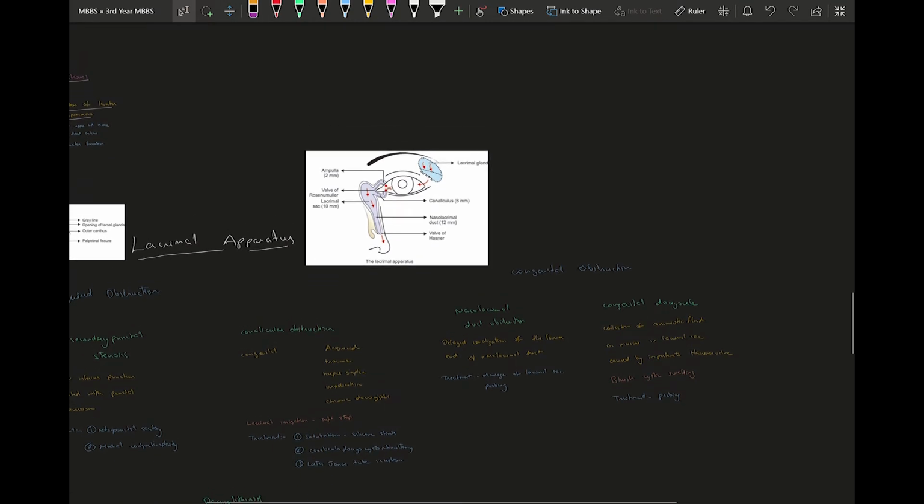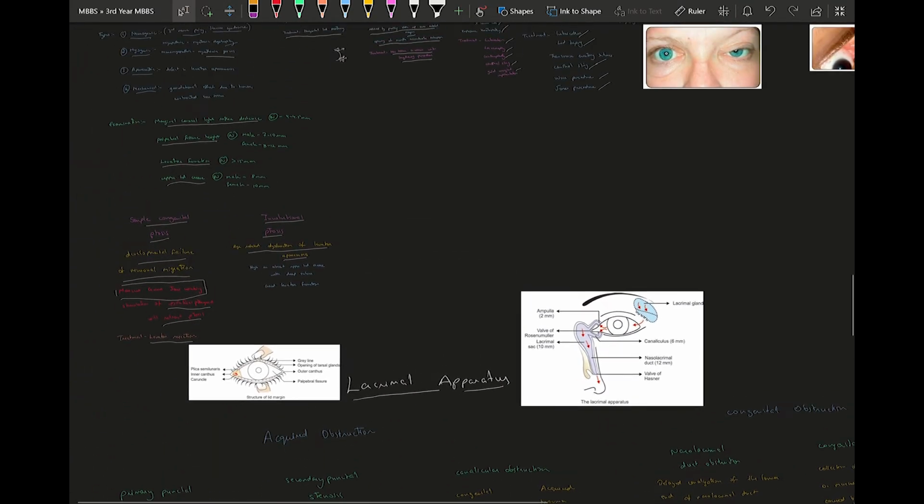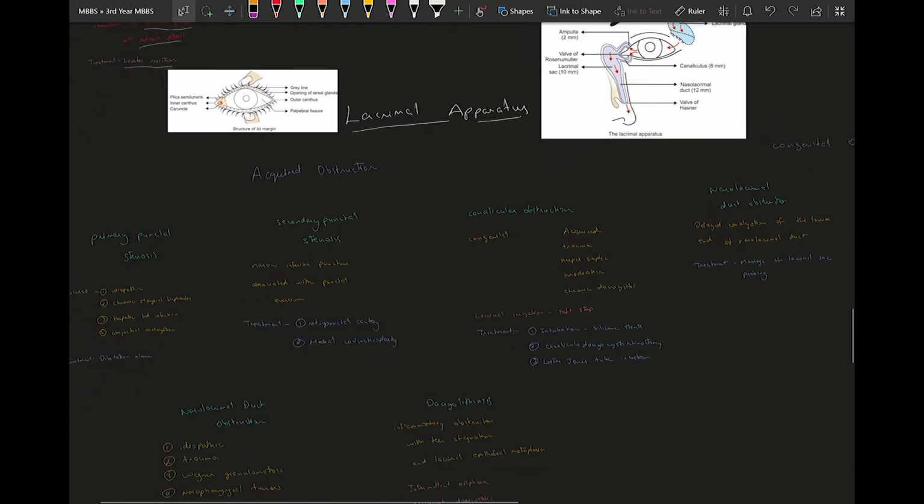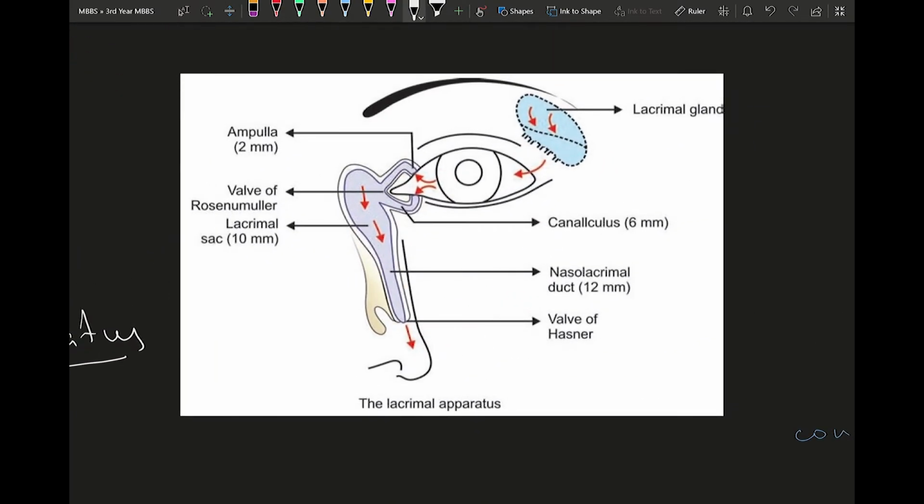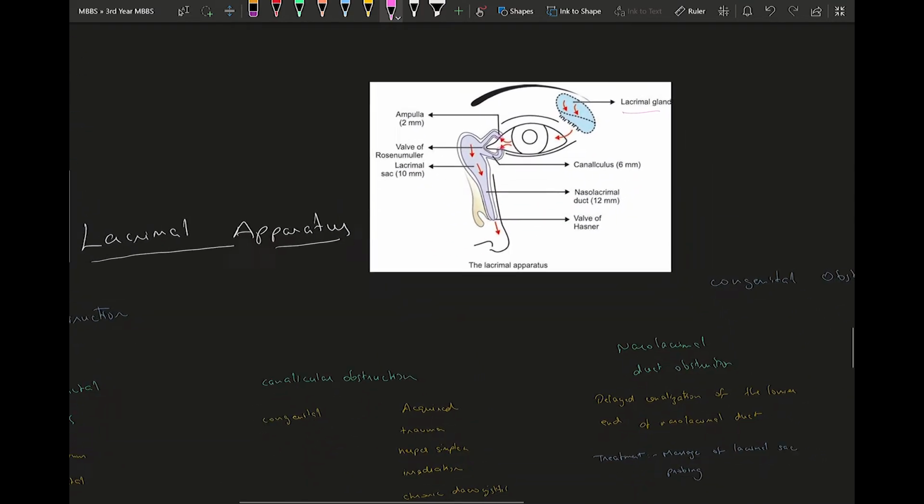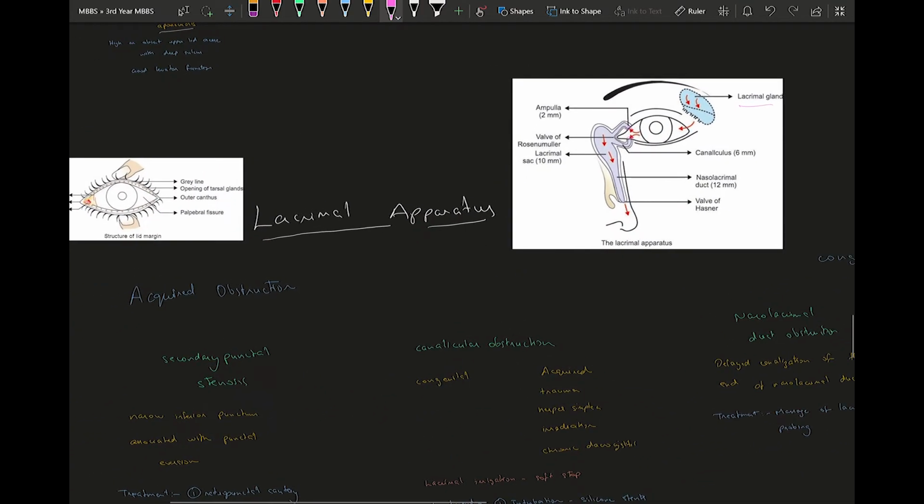So that would be all about your eyelid diseases. Moving on to the lacrimal apparatus. This is the lacrimal apparatus. It has a lacrimal gland, and tears are secreted over here, and then they enter the lacrimal canaliculi through the lacrimal punctum over here, then go to the lacrimal sac, then the nasolacrimal duct, and through the valve of Hasner are excreted out via the nose. That is the anatomy which you need to know.